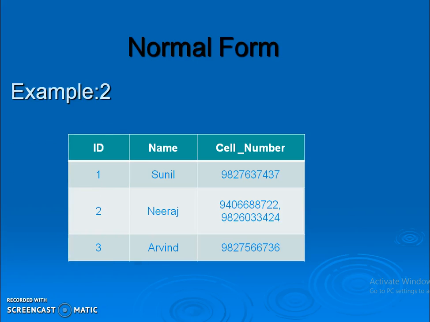This is example number 2. This is a relation Student. There are three attributes, ID, name and cell number. There are three rows. For ID 1 the name is Sunil, with a cell number, and for ID 2 the name is Neeraj and there are two cell numbers. Similarly for ID 3 there is a single cell number. So this is not in 1NF.